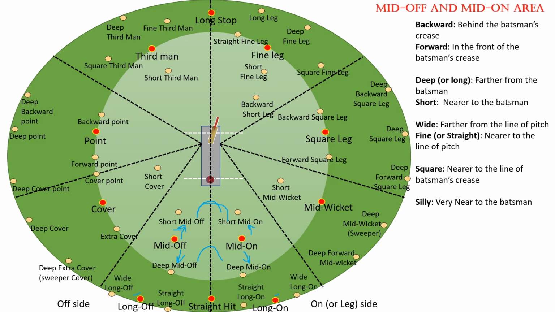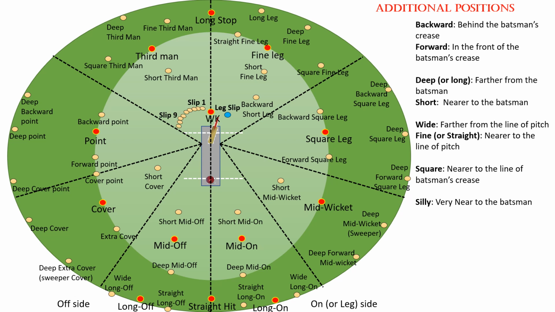4 more positions which are corresponding to each other in the long on and long off areas. One is the wide long off position, then the other is the straight long off position. Similarly, we have the straight long on position and the wide long on position. There are many additional positions which we should remember.